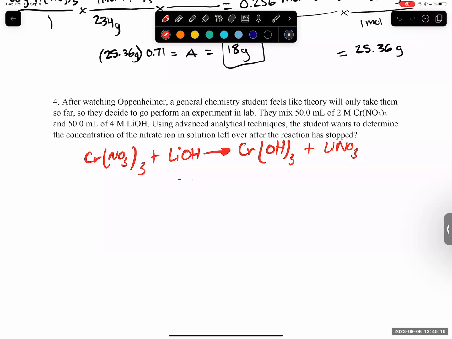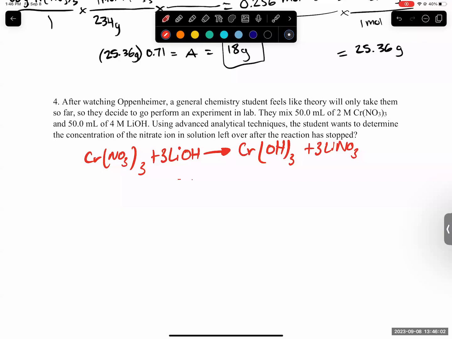When y'all balance this, what'd y'all get? 1, 3, 3, 1. All right, so let's check this. One chromium, we're good. 3 nitrates, good. 3 lithiums, we're good. And 3 hydroxides. All right.